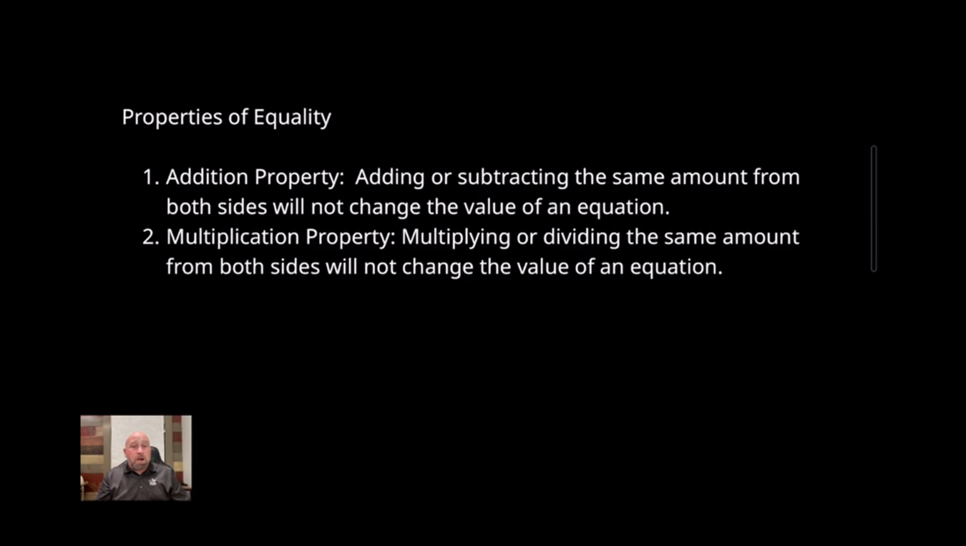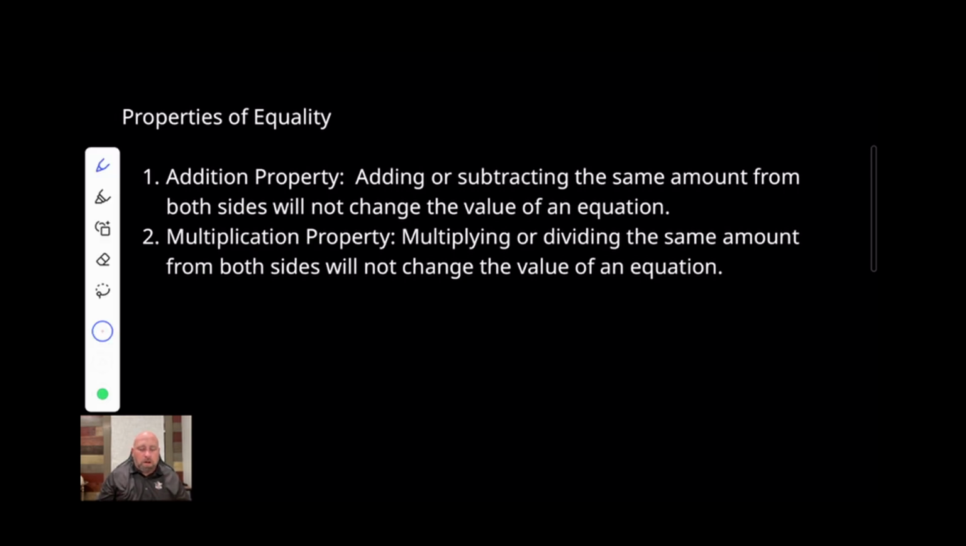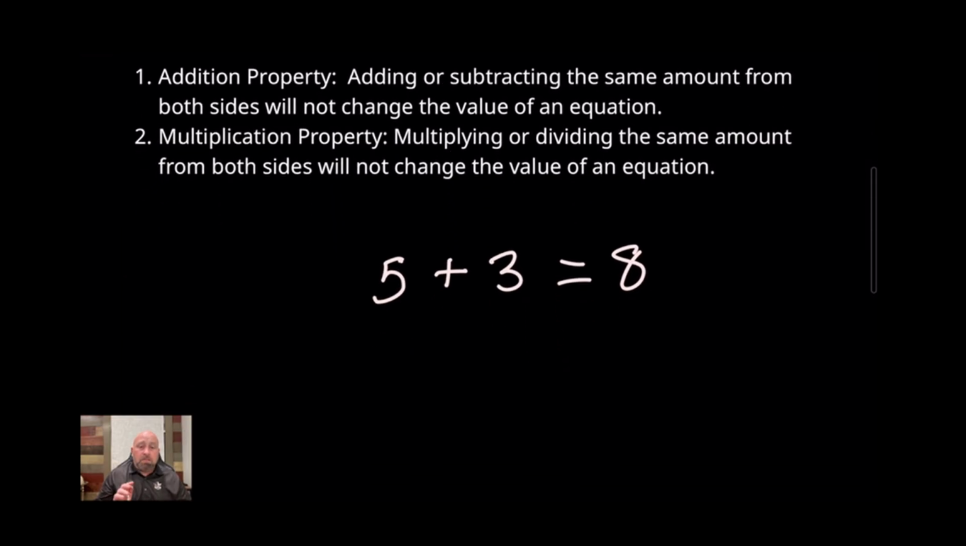All right, so the addition property says this: adding or subtracting the same amount from both sides will not change the value of the equation. What do I mean by that? Well, let's say I have 5 plus 3 equals 8, okay? If I add the same amount to both sides, so if I add 2 to both sides, so +2 and +2, okay, watch what we get. So what's 5 plus 3? 8. 8 plus 2 is 10, equals 8 plus 2 is 10.